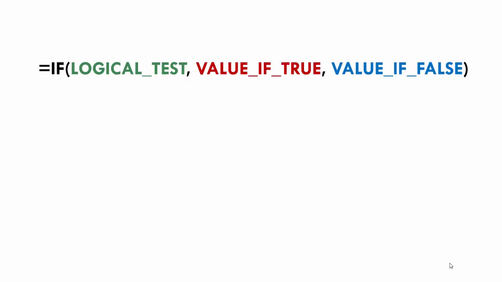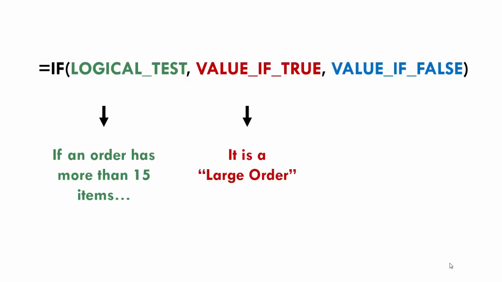So let's take a look at an example of what this might look like. A test might be if an order has more than 15 items. So we're testing that. If it's true, we're going to call it a large order. That's the value if it's true. But if it's not true, we want to call it a normal order.